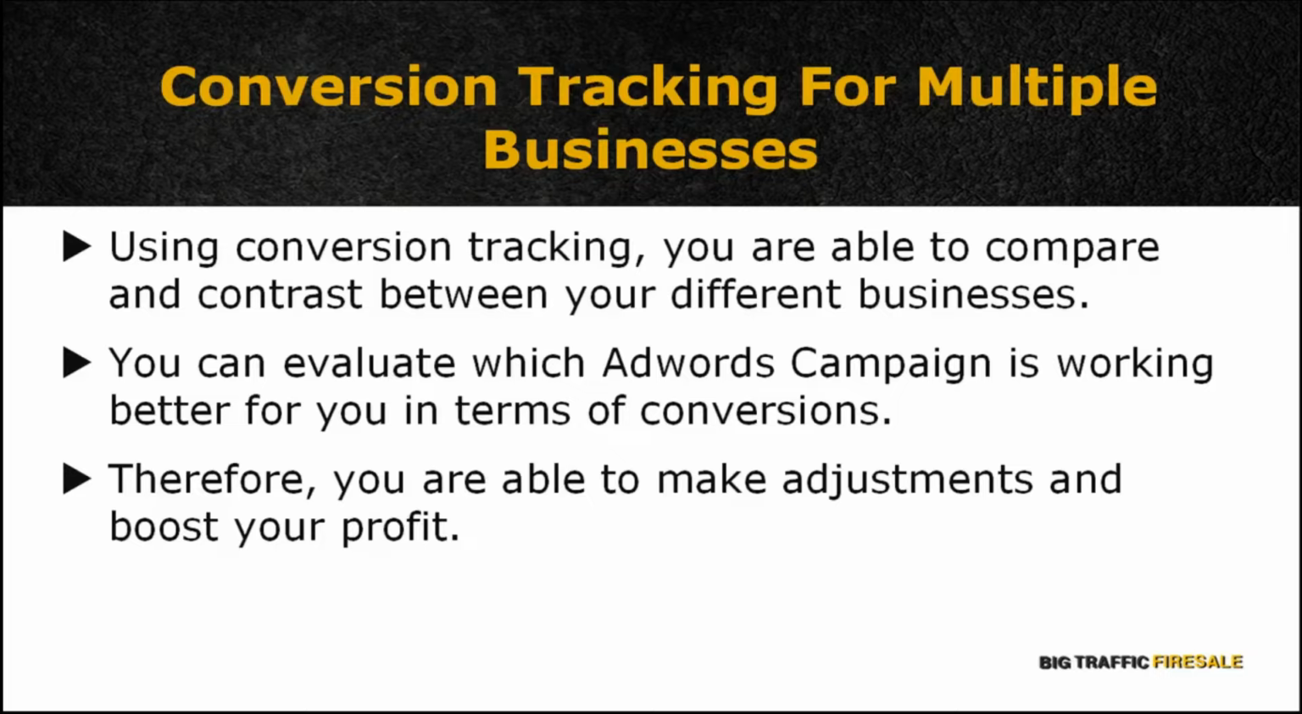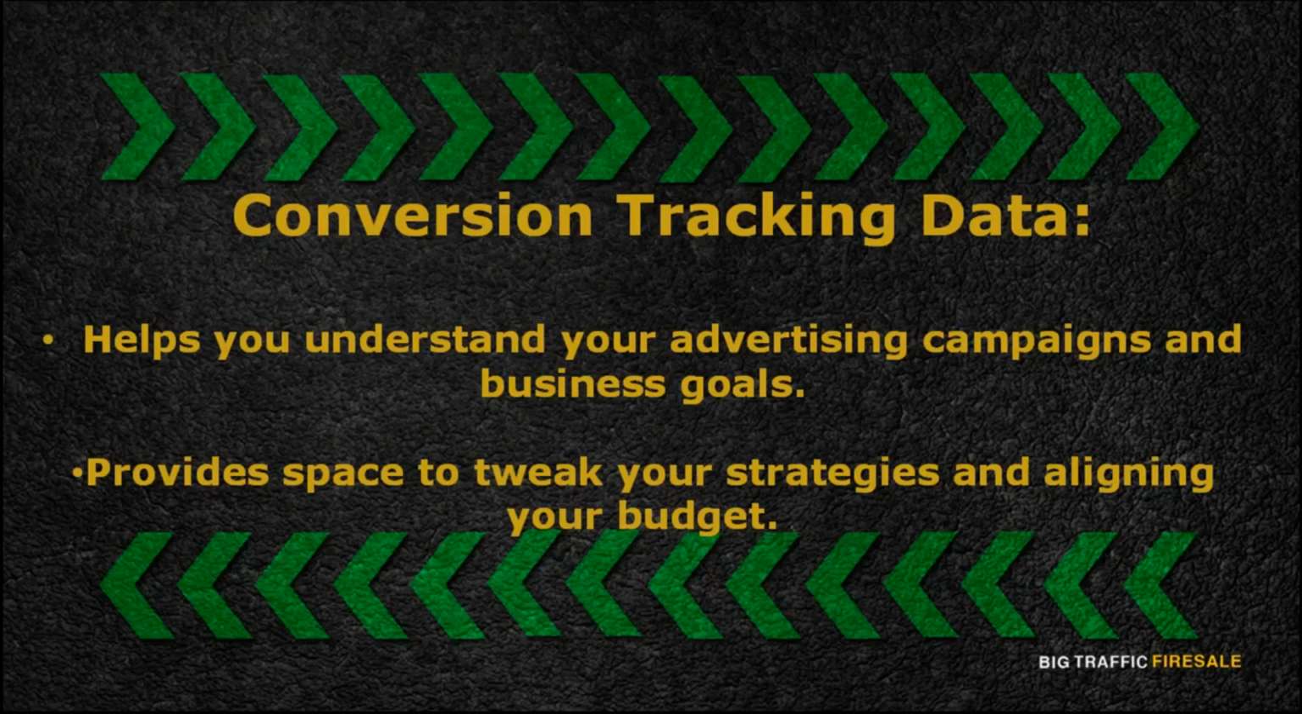If you track that your business A is converting relatively better than your business B, you can decide on ways to improve by allocating more of your advertising budget to business B, or you can make adjustments to your AdWords campaign to boost your profit in business B even more. Having your conversion tracking data is very useful as it helps you understand how your advertising campaigns help you achieve your business goals. It also provides you space to tweak your strategies and align your budget.